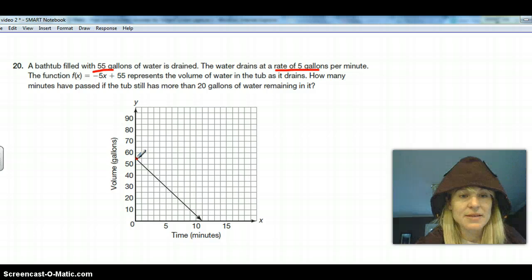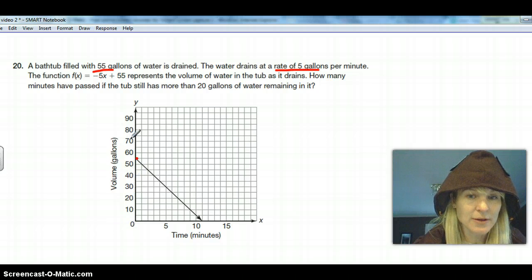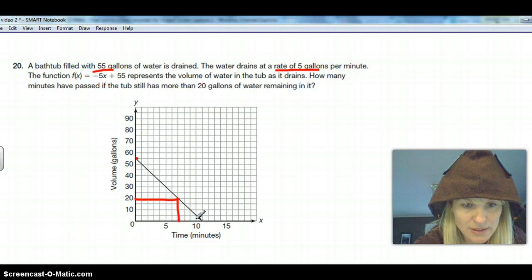How many minutes have passed if the tub still has more than 20 gallons of water remaining in it? So first of all, here's my volume, right, my gallons. So I want to look at where 20 is. So I'm going to draw a line at 20 here. And then we want to look at time. So I'm going to draw a line down here. So let's see. 5, 6, 7, 8, 9, 10. So this is 7 minutes, right?